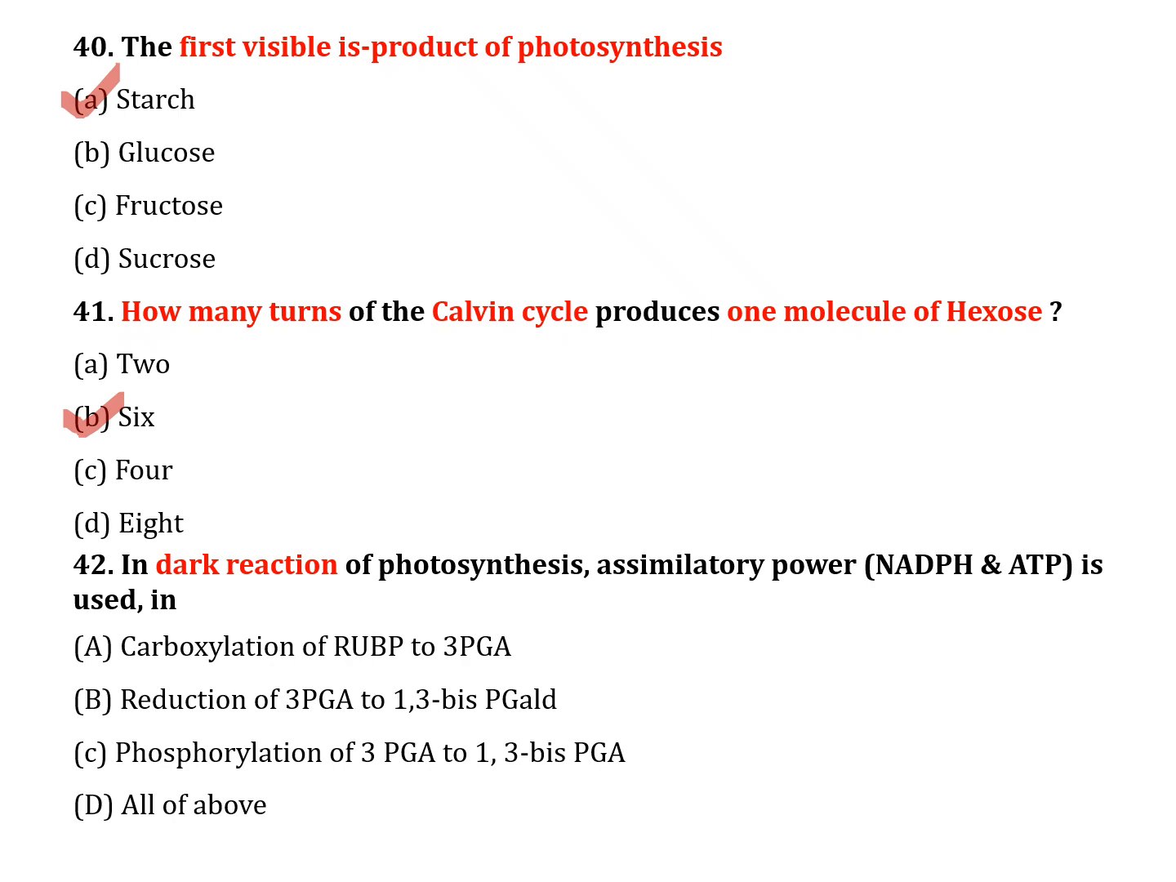The next question, number 42. In the dark reaction of photosynthesis, assimilatory power, that is NADPH and ATP, is used in option A, carboxylation of RuBP to 3-PGA. Option B, reduction of 3-PGA to 1,3-bisPGALD, meaning 1,3-bisphosphoglyceraldehyde. Option C, phosphorylation of 3-PGA to 1,3-bisPGA. Option D, all of the above. The correct answer is option B, reduction of 3-PGA to 1,3-bisphosphoglyceraldehyde.